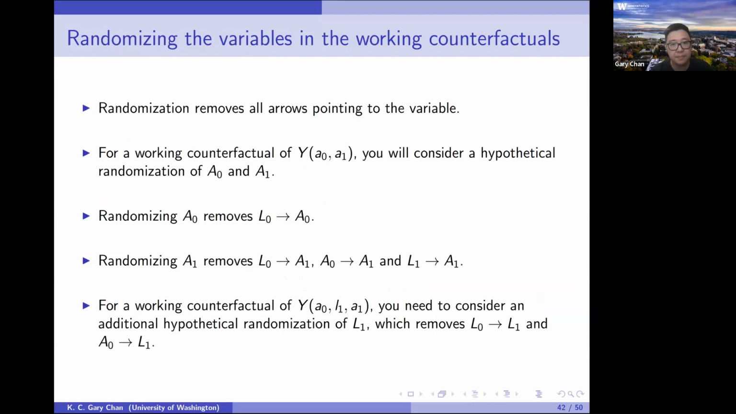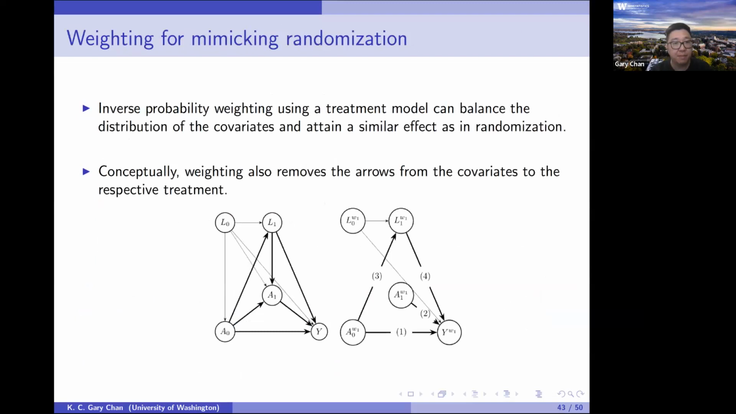But you only need to do this if you're looking down this way. Have three variables. Okay, weighting. As I also mentioned, it can remove errors, and this is a way to mimic randomization.